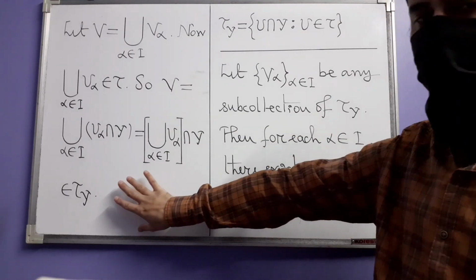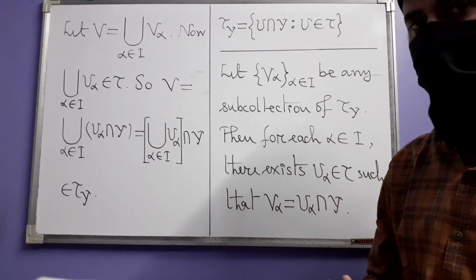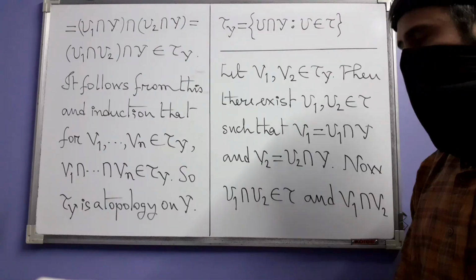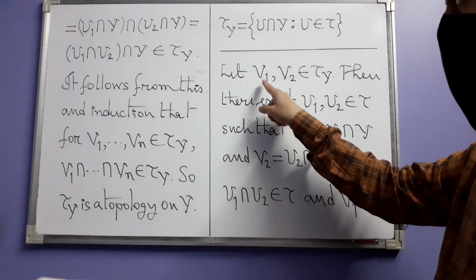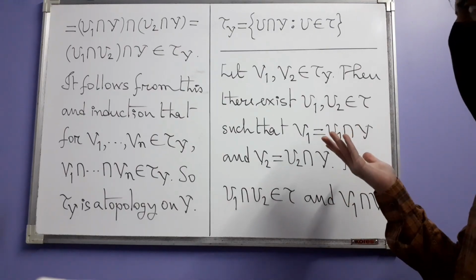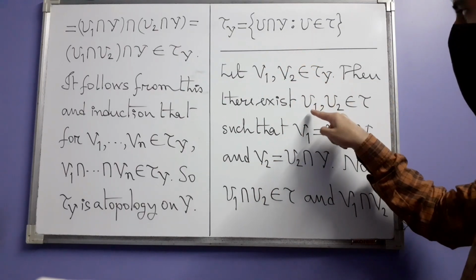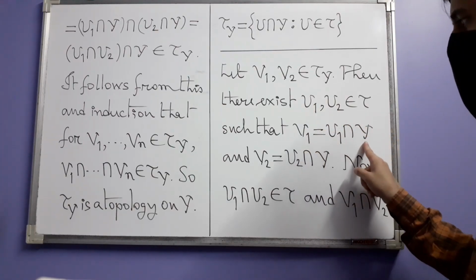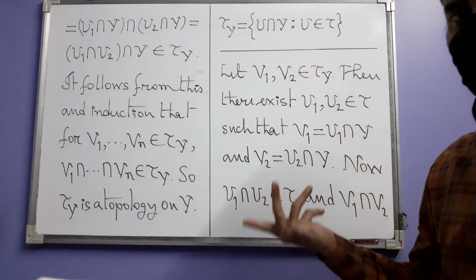So that leaves us with only one more thing to prove, that the intersection of any finite subcollection of elements in tau_Y is again in tau_Y. Now instead of straight away seeing the general case, let us first take two sets in tau_Y, V1 and V2. As before, as was the case with the V_alphas, here also there will exist two sets U1 and U2 in tau such that V1 is U1 intersection Y and V2 is U2 intersection Y. That comes from the definition of tau_Y.